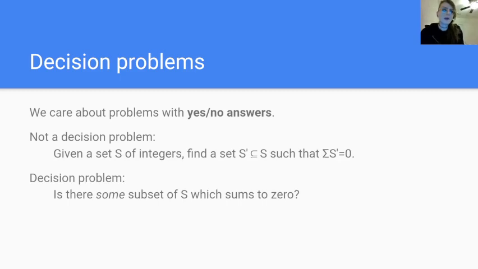The decision problem version of this question is: is there some subset of S which sums to 0? We're not interested in finding it. We just want to know if it exists or not, and that turns it into a yes or no question. That's the decision problem version. So we are interested in decision problems here.